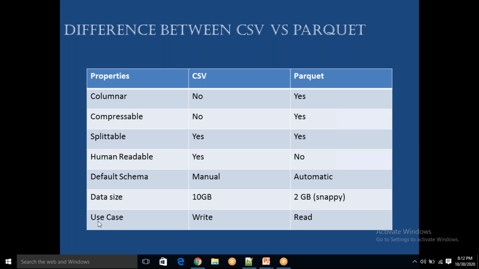Next, use case. CSV is best for writing the data. Parquet is best for reading the data. Why is Parquet best for reading, and why is CSV best for writing? That I will discuss now. Okay, let's move on.